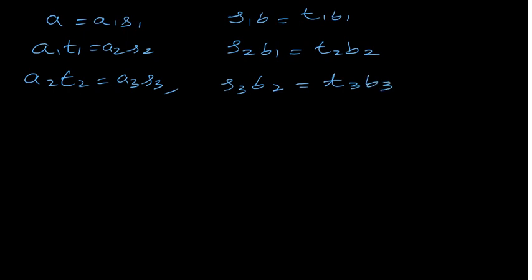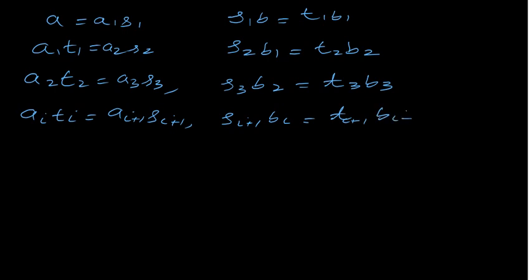And what will be the general step? The general step is like this: Ai Ti is equal to Ai plus 1 Si plus 1, and then we have here Si plus 1 Bi, this is equal to Ti plus 1 Bi plus 1. So this i is varying from, because here i is now 3, so i varies from 3 to n minus 2.